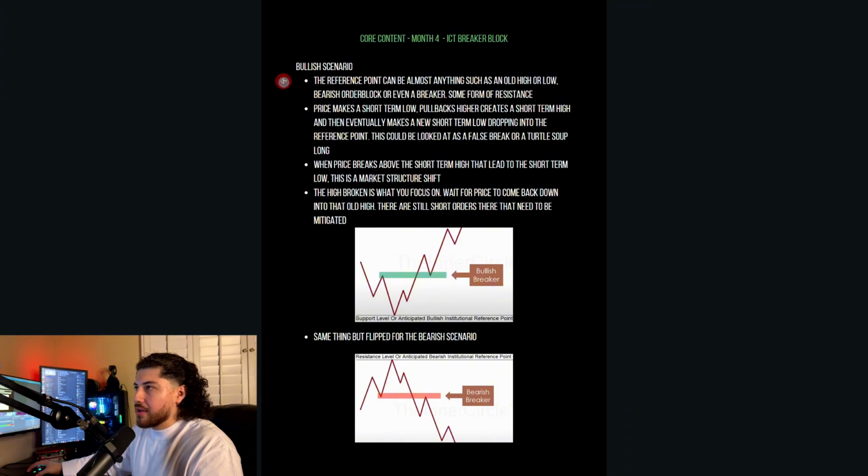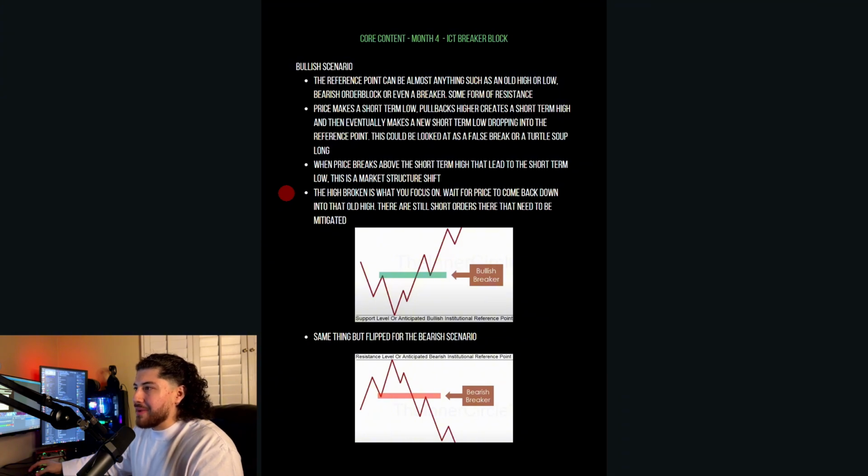ICT breaker block, bullish scenario. The reference point can be almost anything such as an old high or low, bearish order block, or even a breaker, some form of resistance. Price makes a short term low, pulls back higher, creates a short term high, and then eventually makes a new short term low dropping into the reference point. This could be looked at as a false breakout or turtle soup buy. When price breaks above the short term high that led into the short term low, this is a market structure shift. The high broken is what you focus on.